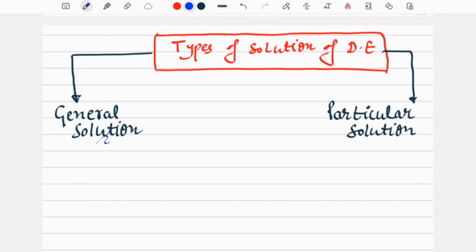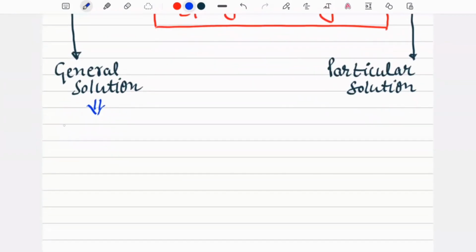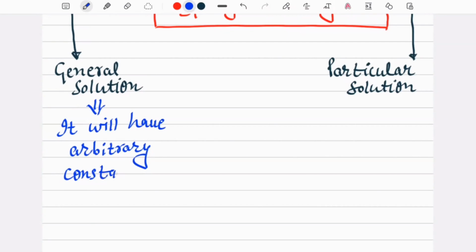When we talk about the general solution, we will say that the general solution will have arbitrary constants, like A, B, C. Do you know the difference between a constant and an arbitrary constant?